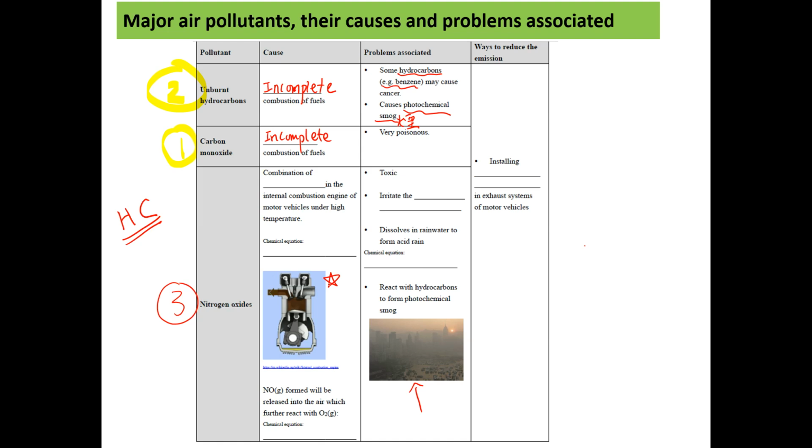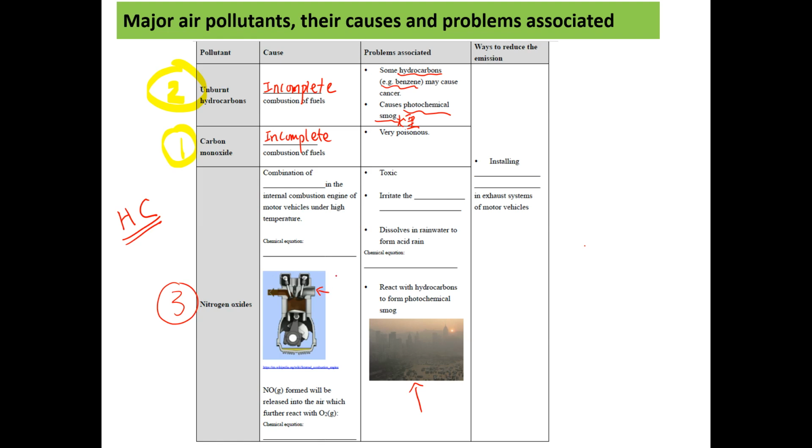Firstly, do you still remember what are the main components in the air? It should be nitrogen and oxygen, right? So nitrogen and oxygen actually come from the air. So let's say we have, can you draw it in your notes?